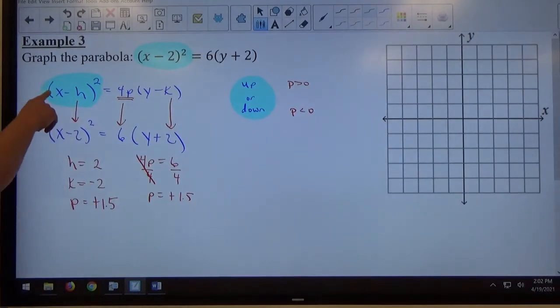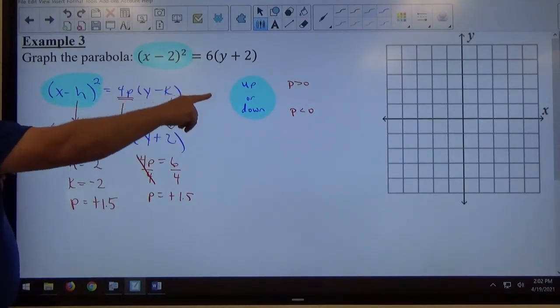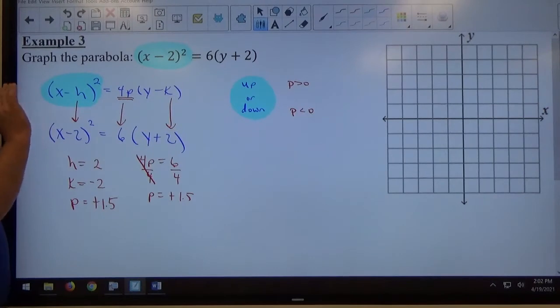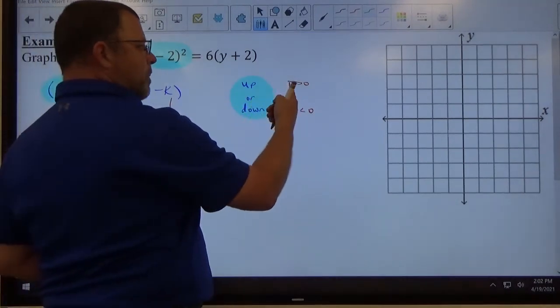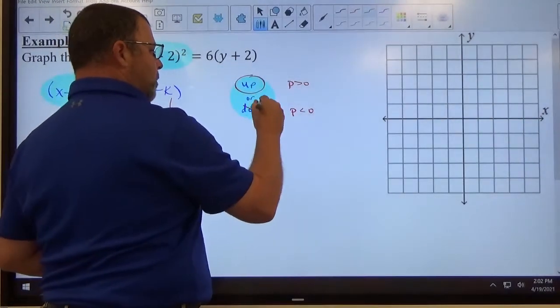So again, as soon as I saw x squared, I knew up or down were only 2 choices. And once I know up or down are only 2 choices, now I need to figure out which one it's supposed to be. Well, now p is positive 1.5. If p is positive, it goes up. So this is an up parabola, not a down parabola.